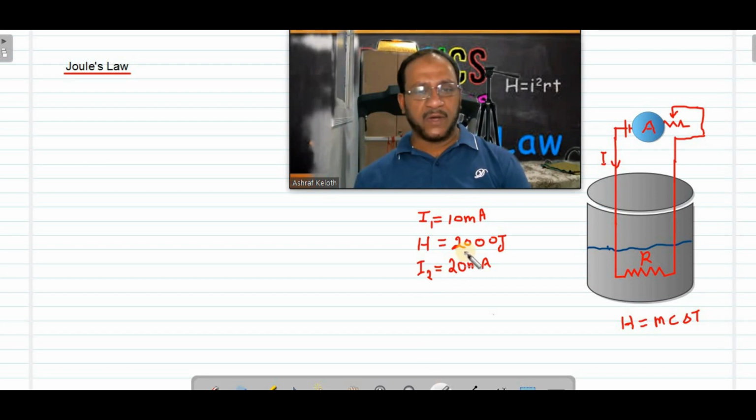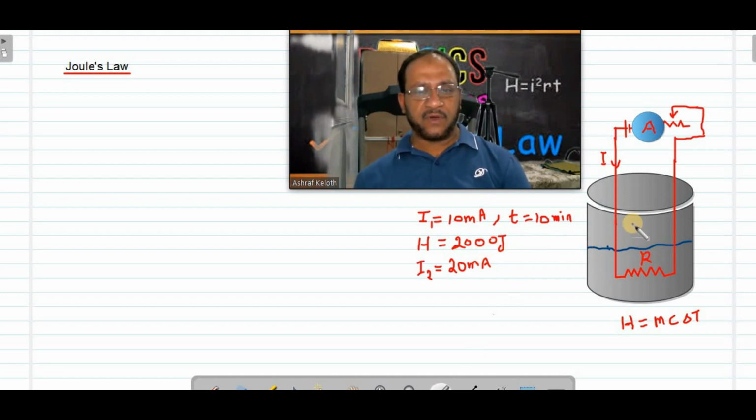Can you tell me how much will be the change in heat energy? Suppose in the first case we passed current through this resistor for 10 minutes. The 10 milliampere current we passed through the resistor for 10 minutes, and in that time 2000 joule of heat energy is produced in this resistor.